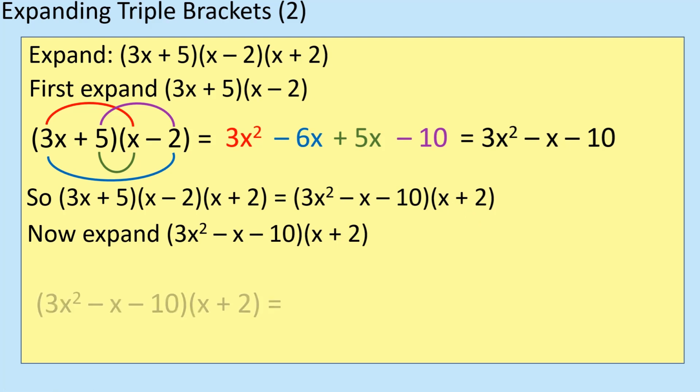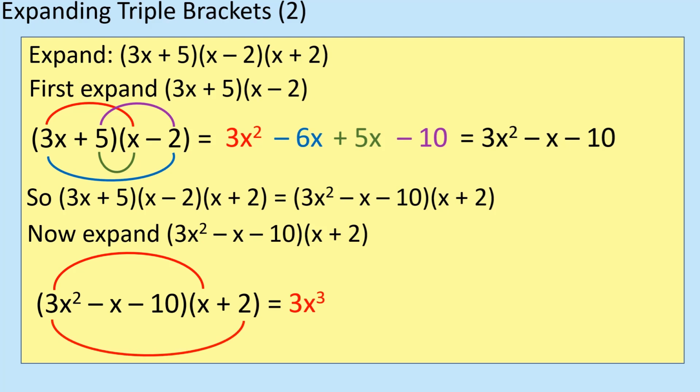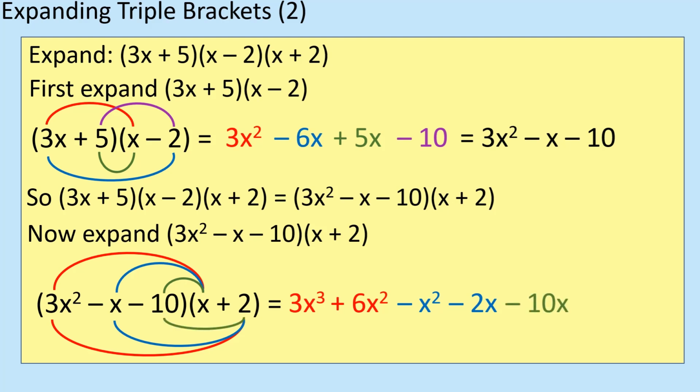So here we go, so now expanding this bit. You're going to do 3x squared times the x, which is going to give you 3x cubed. You're now going to do 3x squared times the 2, which is going to give you 6x squared. We're now going to do minus x times x, which is going to be minus x squared. And then minus x times positive 2, which is going to give you minus 2x. And then you're going to do minus 10 times the x, so minus 10x. And then finally, minus 10 times 2, which is minus 20.